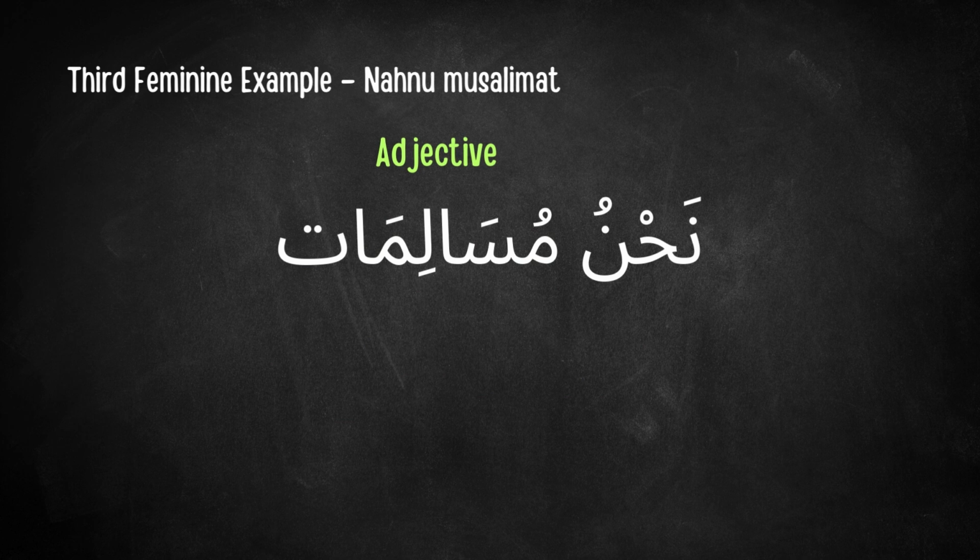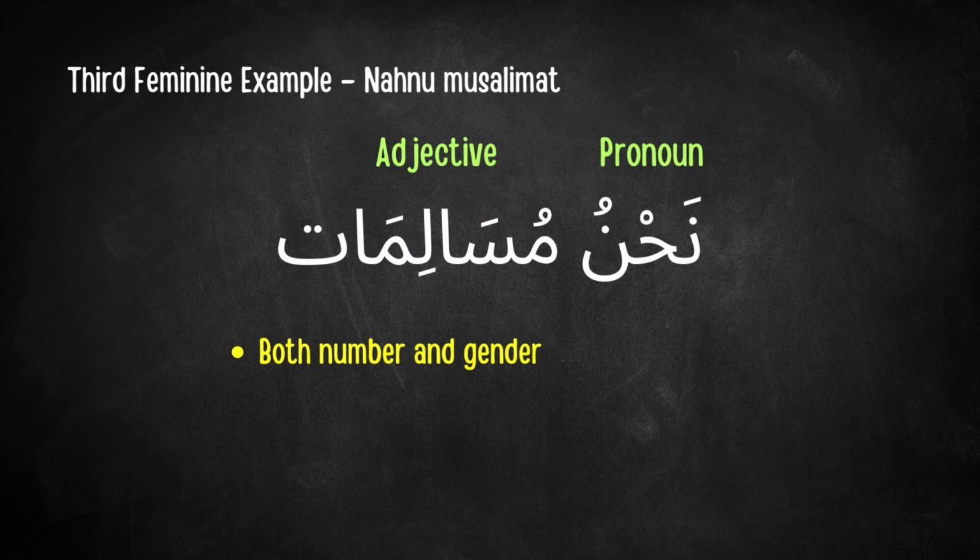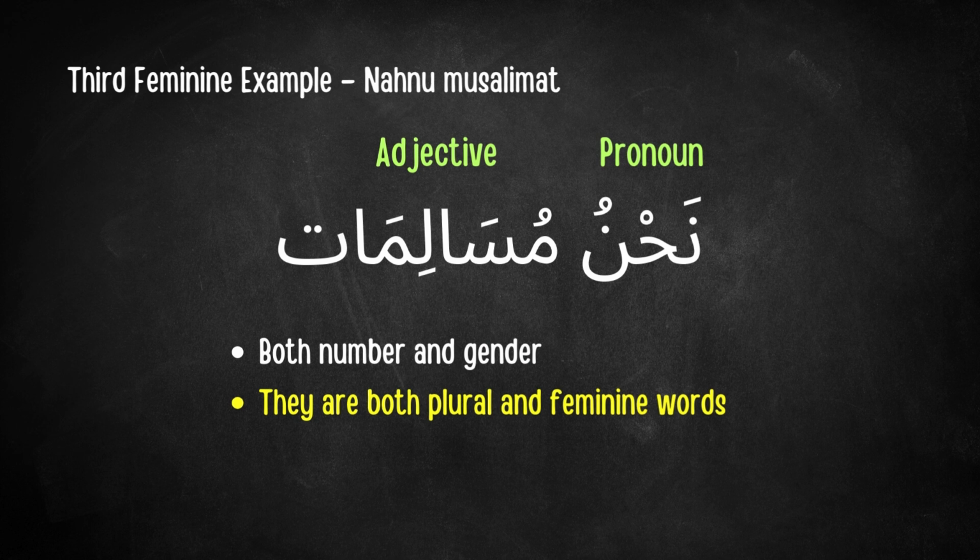The adjective مسالمات matches the pronoun نحن in both number and gender. They are both plural and feminine words. نحن مسالمات. We are peaceful.